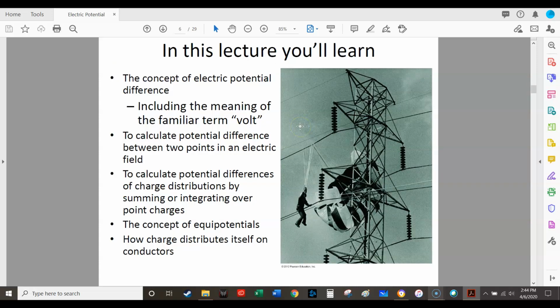All right. So what are you going to learn? Well, you're going to learn the term volt. It is the SI unit for electric potential. You're also going to learn that it's calculated by a potential difference between 2 points. And that these potential differences of charge distributions can be created by integrating over a bunch of point charges. You're going to learn the concept of equipotential lines and also how charges distribute themselves in a conductor. All right.